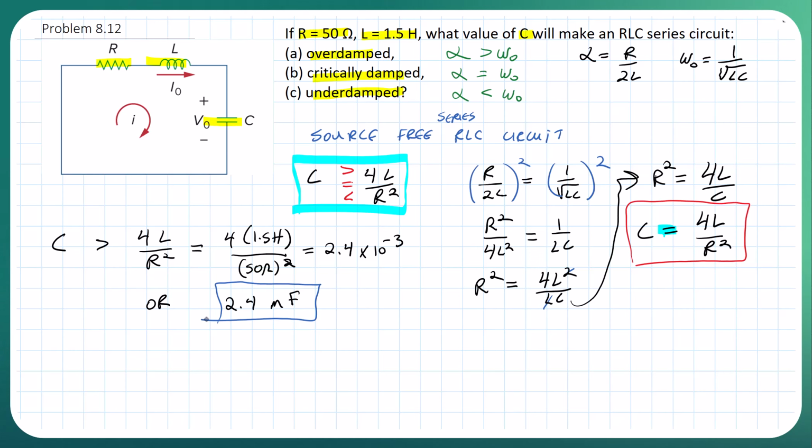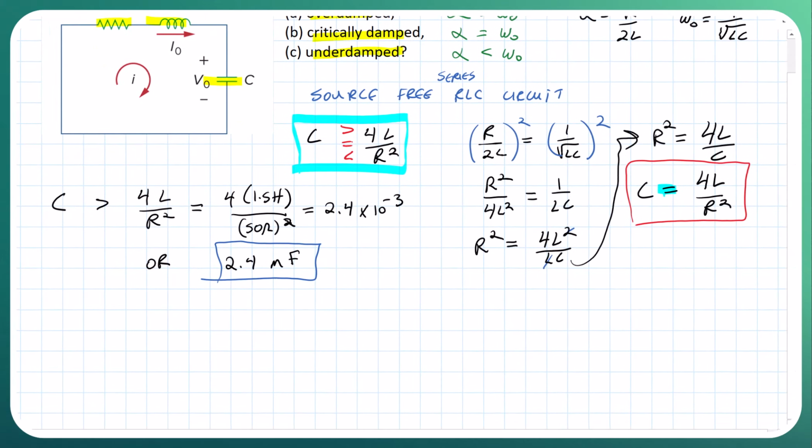So scroll up just a little bit. For overdamped, C has to be greater than 2.4 millifarads. For the second part, critically damped, C has to equal 2.4 millifarads. And then for the third part, underdamped, C has to be less than 2.4 millifarads.